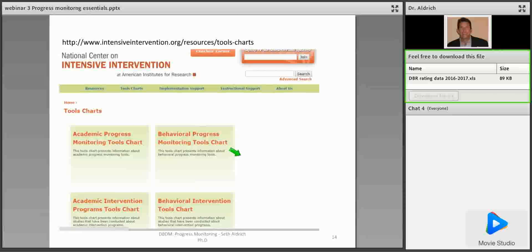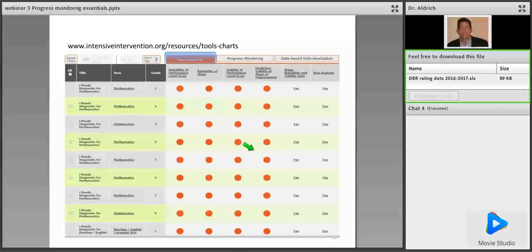This is an excellent site put on by the American Institutes for Research. So I highly recommend this site. I'm going to go very, very quickly through it. You can see that it's kind of one of those consumer reports. This just happens to be a slide on iReady.